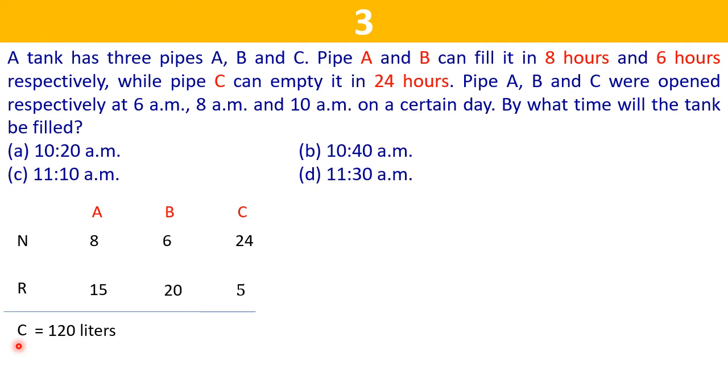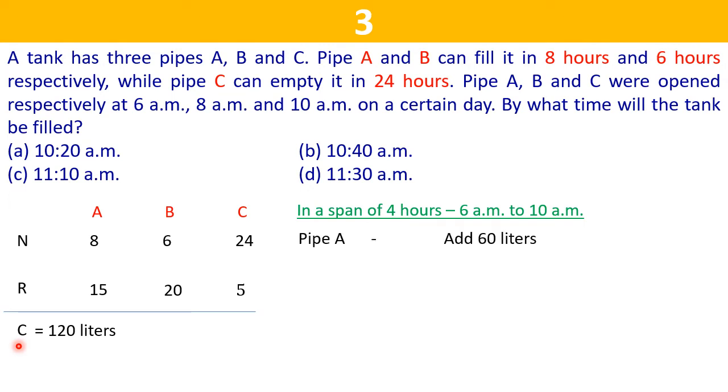Now pipe A is opened at 6 am and pipe B is opened at 8 am. Let us see the progress of filling from 6 am to 10 am. What will happen in the span of 4 hours, that is 6 am to 10 am. In 4 hours, pipe A is working for all 4 hours while pipe B is working only for 2 hours because it was started at 8 o'clock. So pipe A has added 60 liters of water because it is working for 4 hours from morning 6 to 10 and it is adding 15 liters per hour. So in 4 hours it will add 60 liters of water.